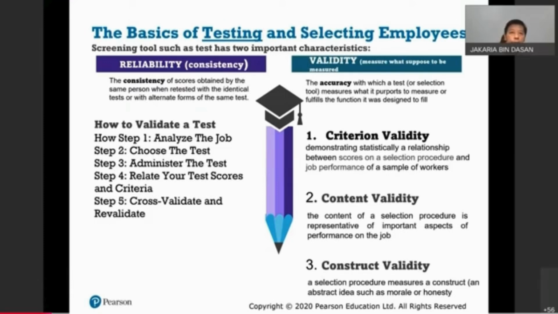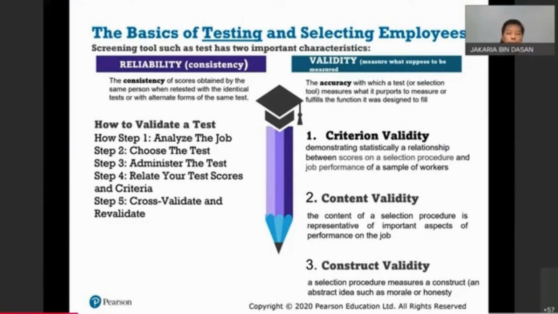As you can see on the screen, the keyword for reliability is that it will produce a consistency of the result. And validity refers to the accuracy of the result. So it goes together. The tool must be reliable, and it must always produce accurate findings.